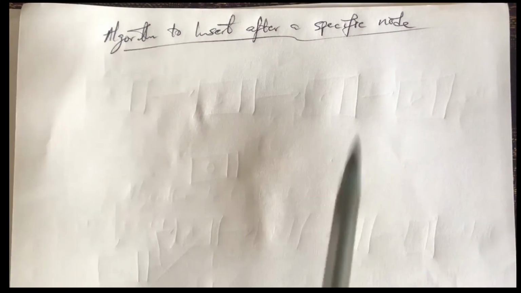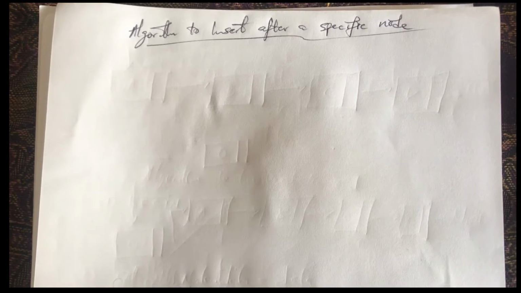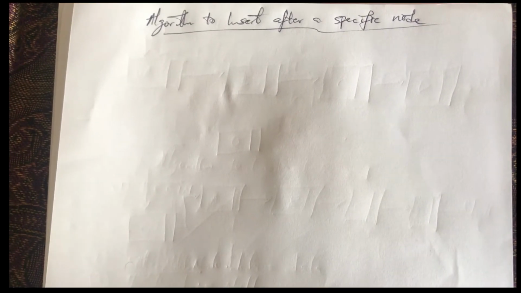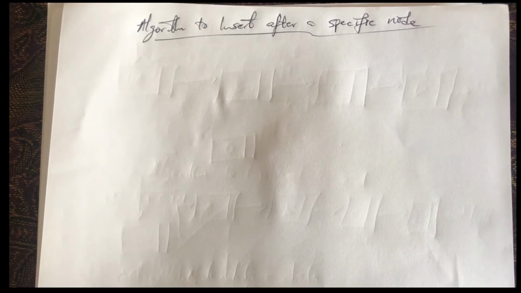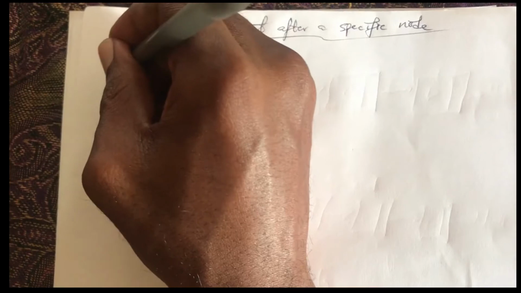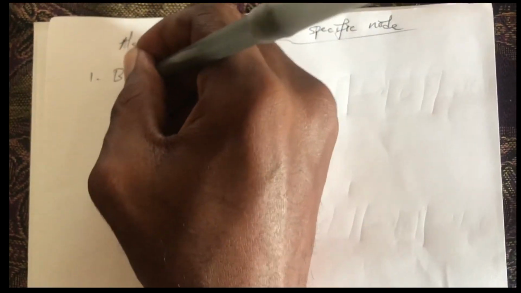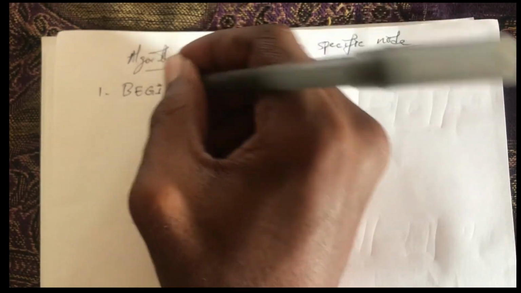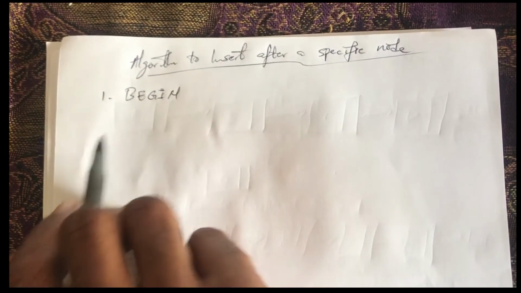Okay, so now is the time to write the algorithm to insert after a specific node. I'm pretty sure now you're getting what's going on. After the diagram, then the algorithm, as usual, just to explain to your professor that you know what you're doing. All right, so as usual, we begin. So in the beginning, you write begin of an algorithm.